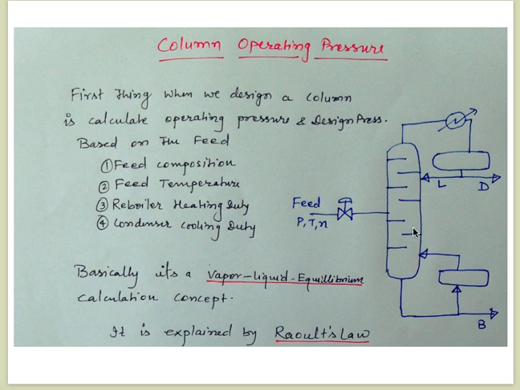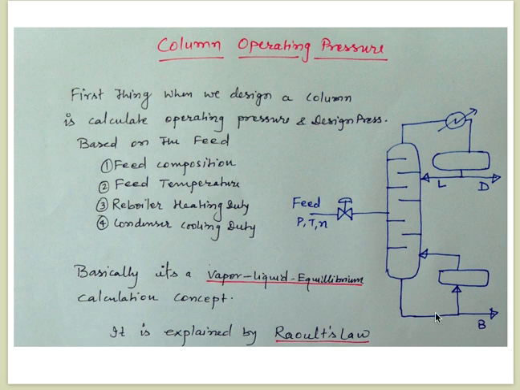So this is our column. I have just depicted it like this. This is the feed at pressure P and temperature T, and this is n, the number of moles of feed. This is the condenser, the cooler. From here we collect the overhead product, and we recycle some of the product to improve the quality or purity of the overhead product.